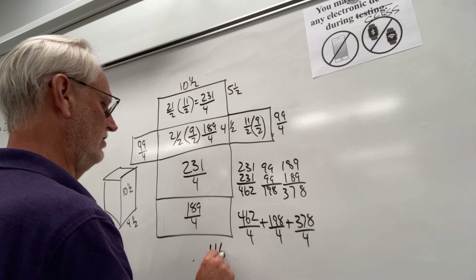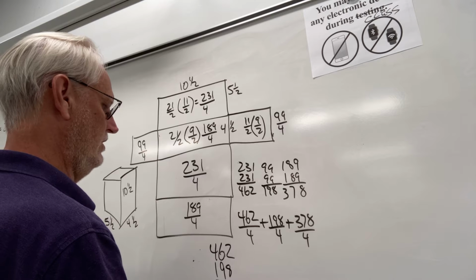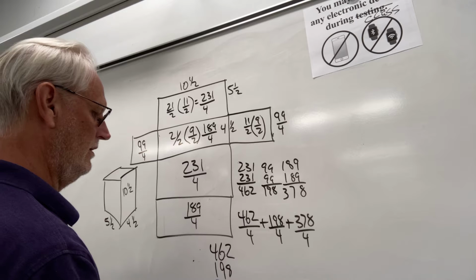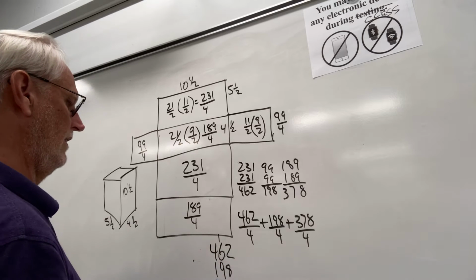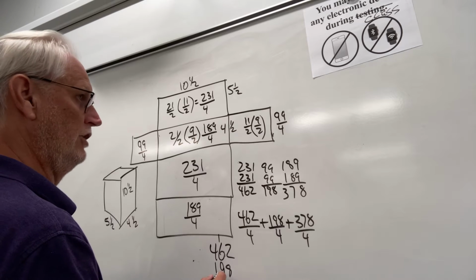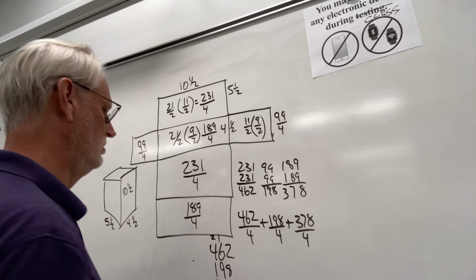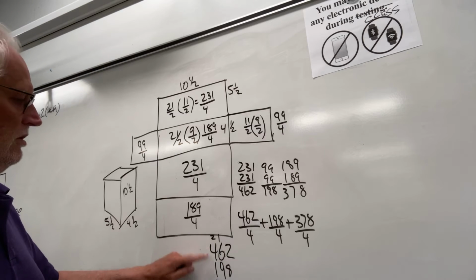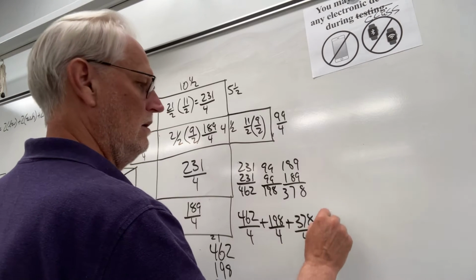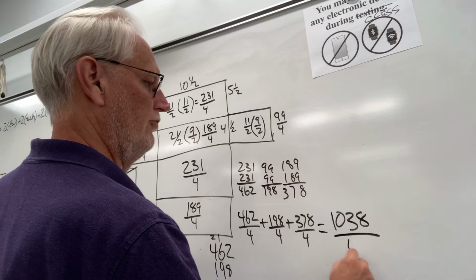So 462, 198, and 378 is going to give me 2 and 8 is 10. 8, carry the 1. 1 and 6 is 7. And 9 is 16, and 7 is 23. So 3, carry the 2. 2 and 4 is 6. 1 is 7, and 3 is 10. So we end up with 1,038/4.